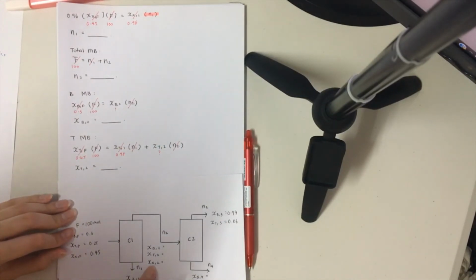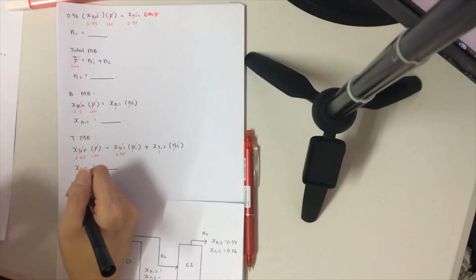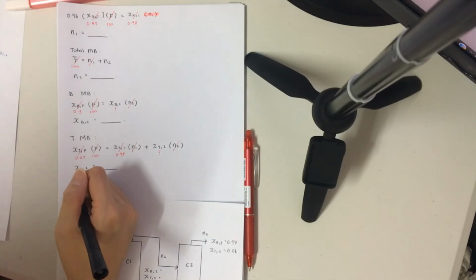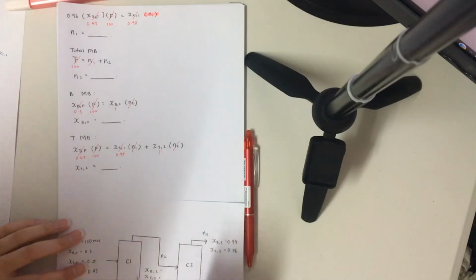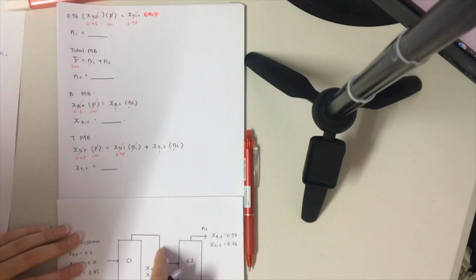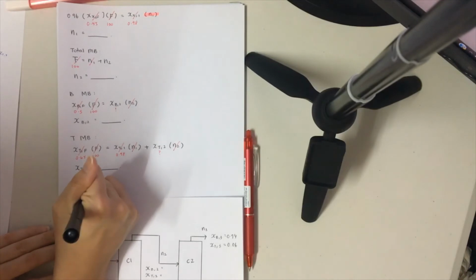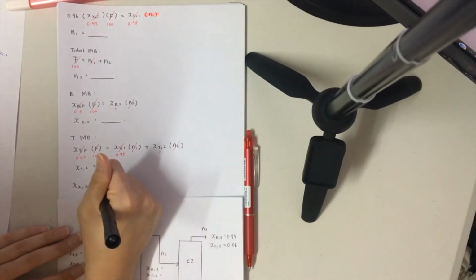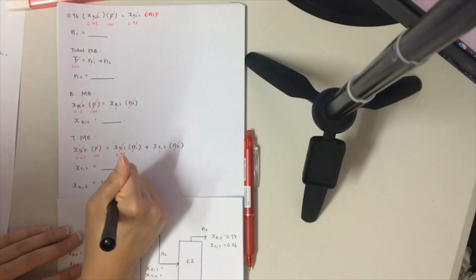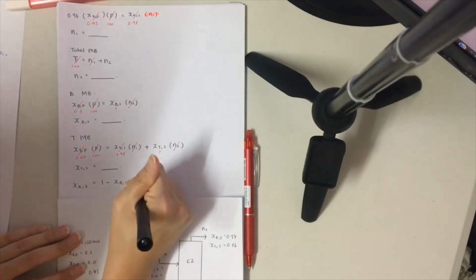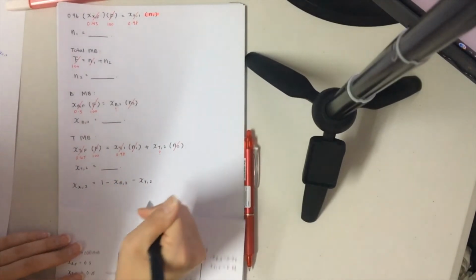To solve for this, since this is a fraction, to solve for xylene in the overhead stream from the first column, you take xx2 is equal to the fraction, so 1 minus xb2 minus xt2.